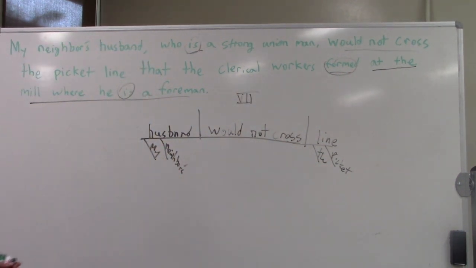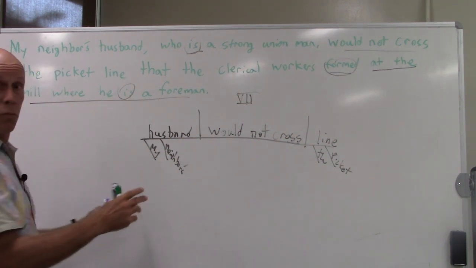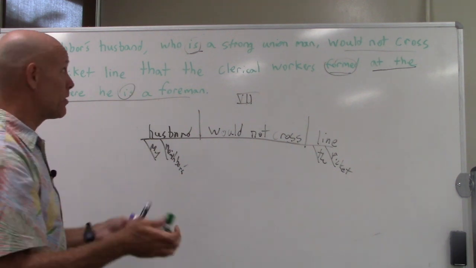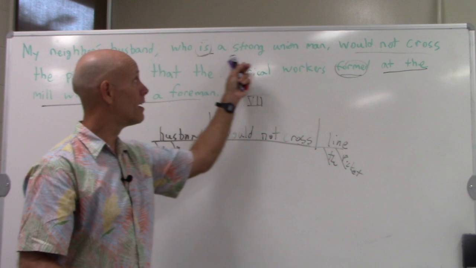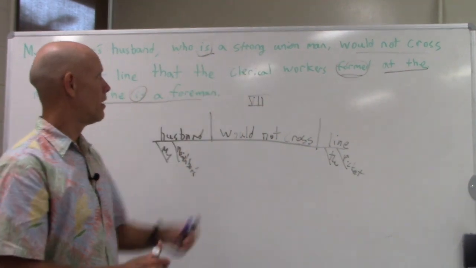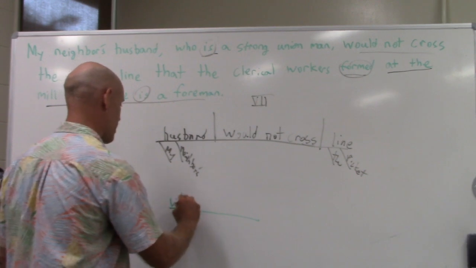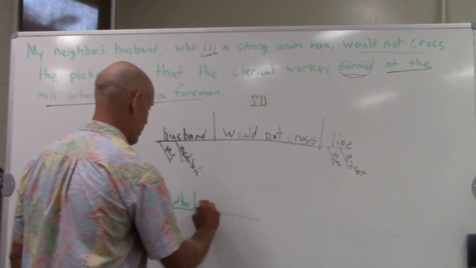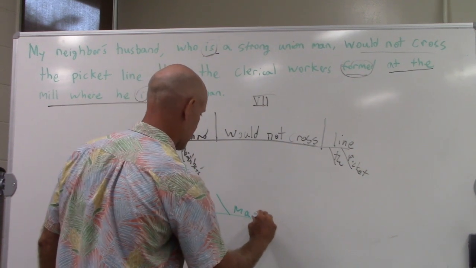Now, which husband are we talking about, dude? The neighbor's husband. Good, we have that. I'll ask it again. Which husband are we talking about? Or what kind of husband is he? He's the one who's a strong union. Right on, buddy. So that will go under here. Subject of the sentence is who? And what is he? He's strong.